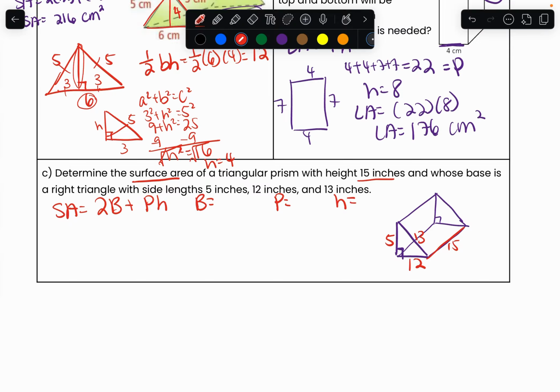Now one thing I know for sure is that my height is going to be 15. It's given in the question, right? 15. Another thing we can find easily is the perimeter of my base. All I have to do is 5 plus 13 plus 12. And that will give us 30.